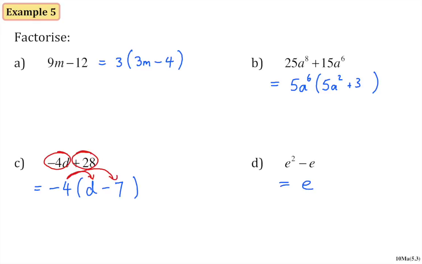Going on to part D. E is common to each of the terms, and when I look at the first term, I've used one of the E's up, so I'm still left with an E, minus. When I go to the second term, really there's like a 1 there, and if I've used up the E, there's still a 1 I've got left there. So there's my answer, E, and then brackets, E take 1.